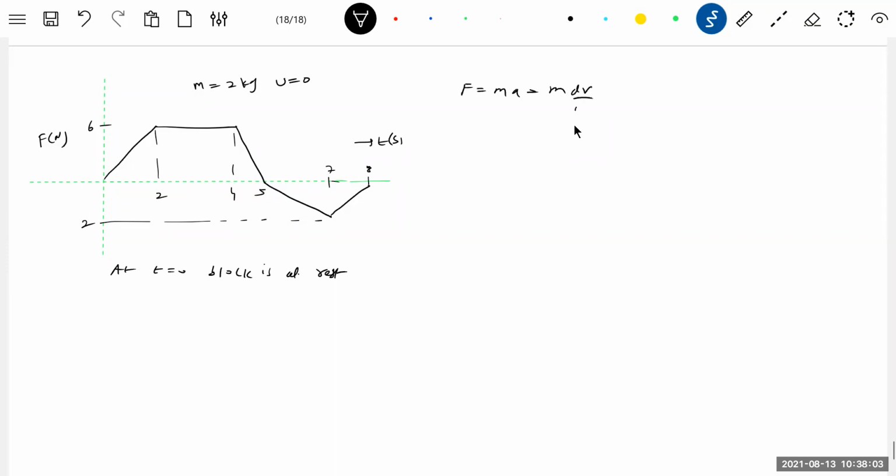F equals m dv by dt, or F dt equal to m dv. m dv is nothing but the change in momentum here. So this will be the area. Change in momentum, yes. So this will become m into (v minus u), initial velocity u, final velocity v.